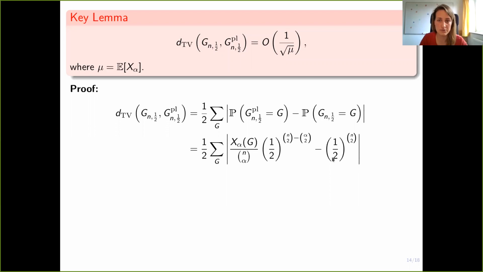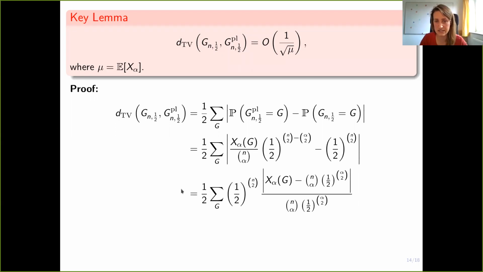Okay, and now we just need to rearrange these terms nicely. So I want to pull out a half to the n choose 2 here, and I want to write mu, the expected number of alpha sets, in the denominator. And then what I'm left with here is just the number of alpha sets in G minus, again, mu, the expected number of alpha sets in G(n, 1/2).